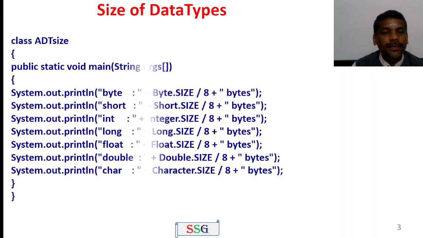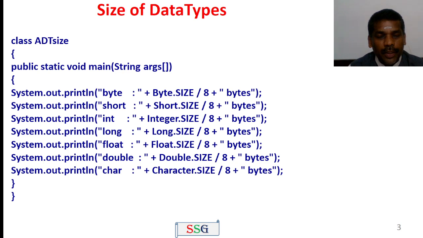Actually in Java, some basic data types are available. That means byte, short, integer, long integer, float, double, character. For these data types, we have to compute the size of the memory by using the size method. In Java, one built-in method is available, called size. By using the size method, we can compute the size of each and every data type.